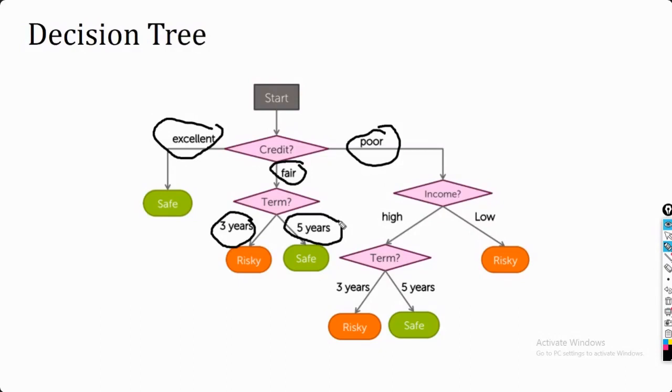So now, based upon the field which you have selected, you will have the option. Like suppose for your term we are having only two options, 3 years or 5 years. For income, again we are having two options, low and high. This means that your model is going to look like sets of attributes and values of the attributes, and that way your decision tree is going to look.